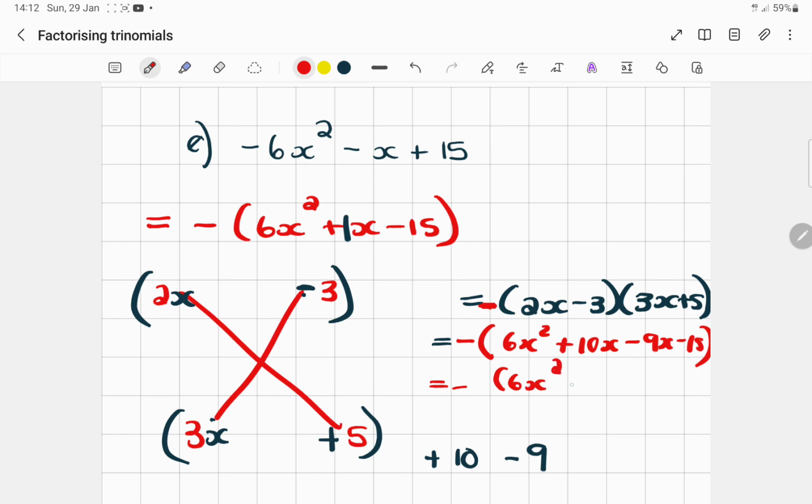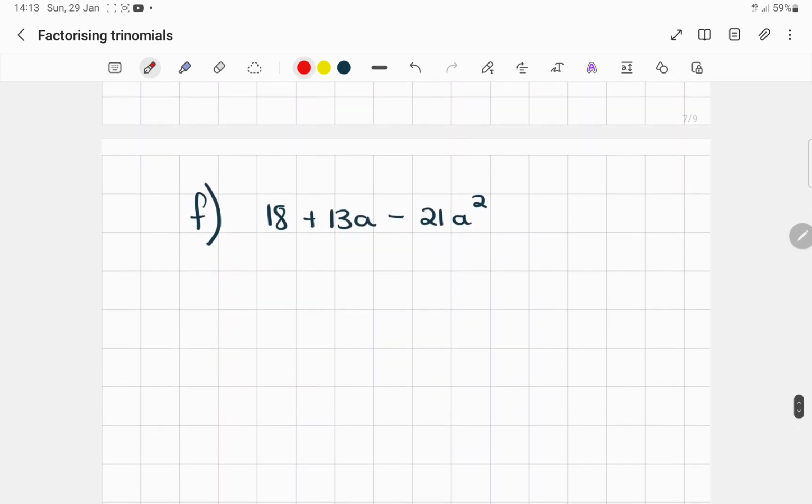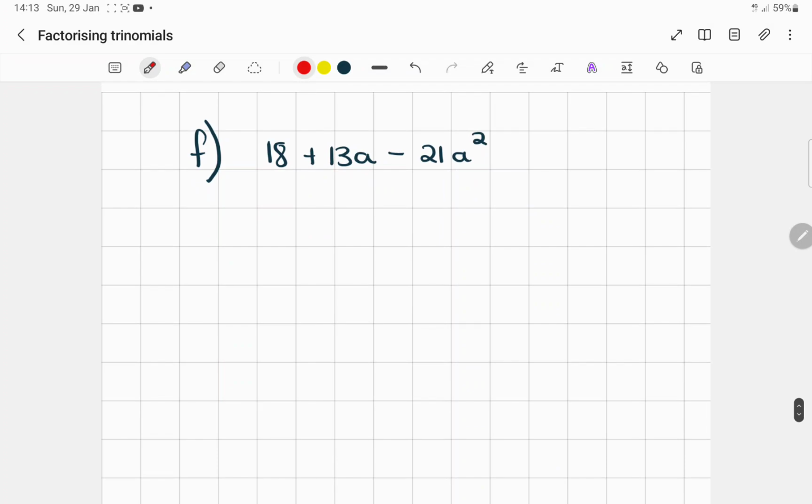Plus 10 minus 9 is a plus x minus 15. Okay, so that's good. Even with the negative, if you distribute the negative, it will give you that original, which means that is correct. Okay, so just also remember that you sometimes get a trinomial that you just have to reshuffle. Remember that the sign comes with.